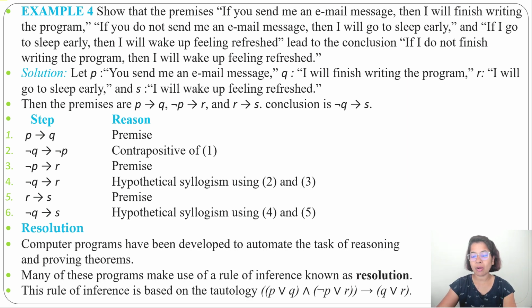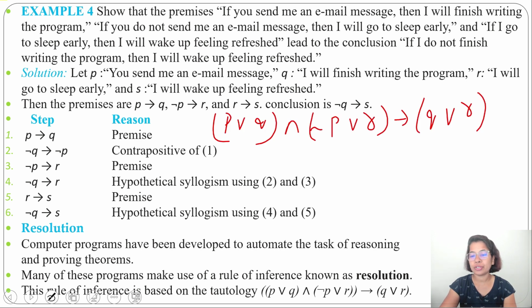Resolution is: P or Q and negation P or R implies Q or R. So if P or Q is true and negation P or R is true, then Q or R is true. Let P be true and Q be false. P true means negation P will be false. As negation P or R is true, R must be true. So when P is true, Q can be true or false. Now Q or R: Q is false, false or true will be true.